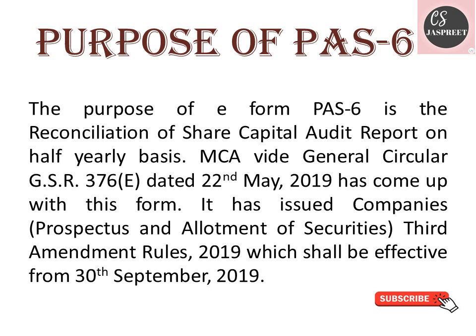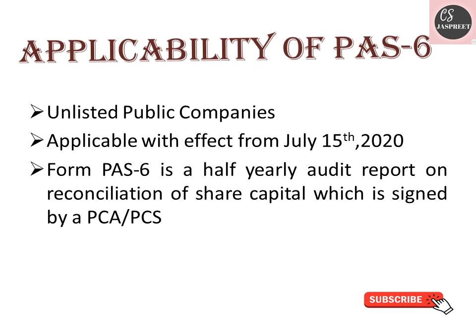It has issued the Companies (Prospectus and Allotment of Securities) Third Amendment Rules 2019, which shall be effective from 30th September 2019. Now comes the applicability of PAS-6 form. On which type of companies is it applicable? It is applicable on unlisted public companies and it is applicable with effect from July 15th, 2020.